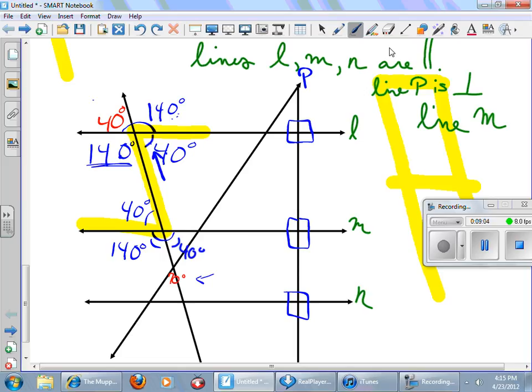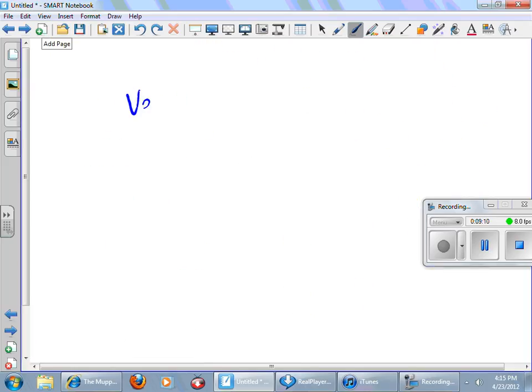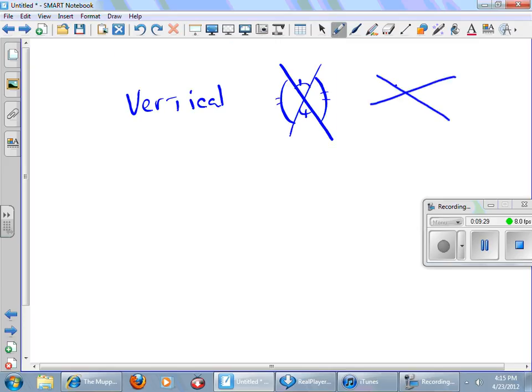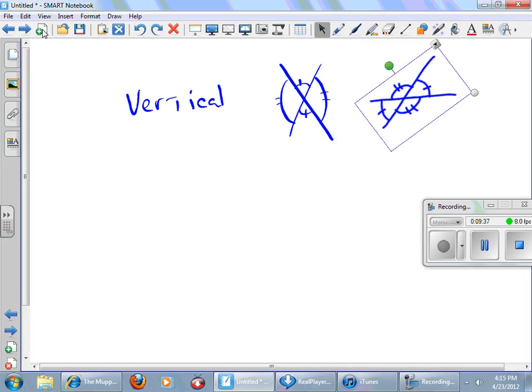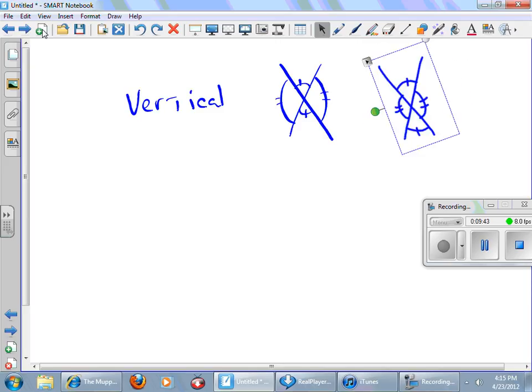Okay, so we know vertical angles, they make an X. Vertical angles, that's like this one and this one, or those two. Those are vertical angles. And again, that X could be turned on its side. Anything like that. It can be at an angle, can be spun. Anyway, so those are vertical angles.